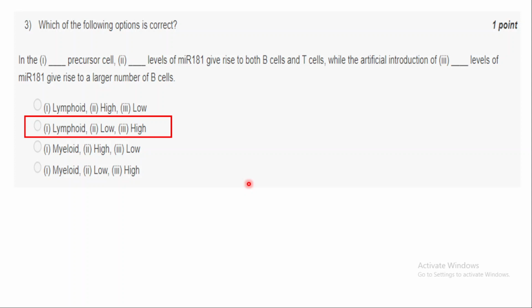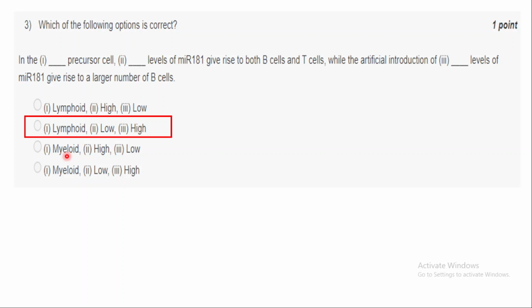So always a trick to remember is B cells and T cells are lymphocytes. We call them B lymphocytes and T lymphocytes. So if you now eliminate some options, lymphocytes always come from lymphoid precursor cell or lymphoid progenitors.